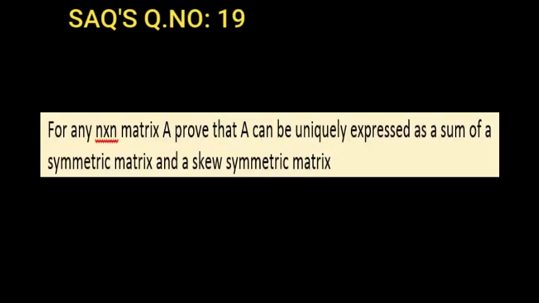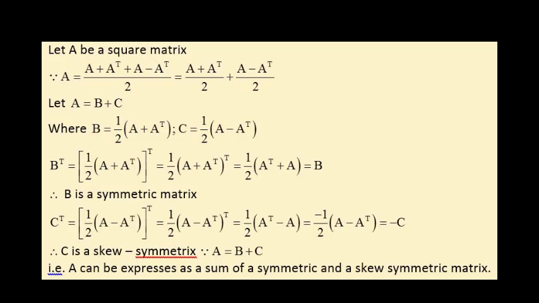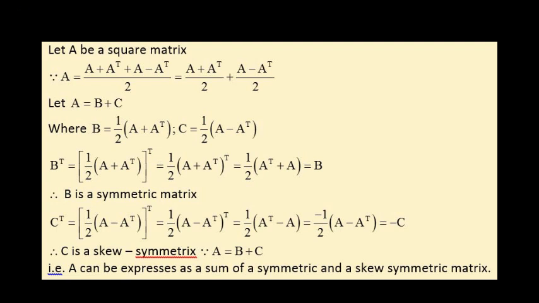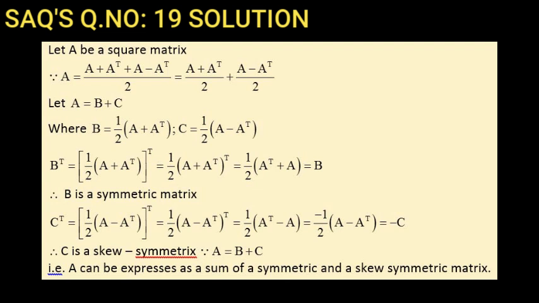For any n by n matrix A, prove that A can be uniquely expressed as a sum of a symmetric matrix and a skew symmetric matrix. Now consider A to be a square matrix. A can be represented as A is equal to (A plus A transpose) plus (A minus A transpose) by 2, that is equal to (A plus A transpose) by 2 plus (A minus A transpose) by 2. Now, let A is equal to B plus C. Here B is equal to 1 by 2 into (A plus A transpose) and C is equal to 1 by 2 into (A minus A transpose). Here, if A is a symmetric matrix, A transpose is equal to A, and for a skew symmetric matrix, A transpose is equal to minus A.